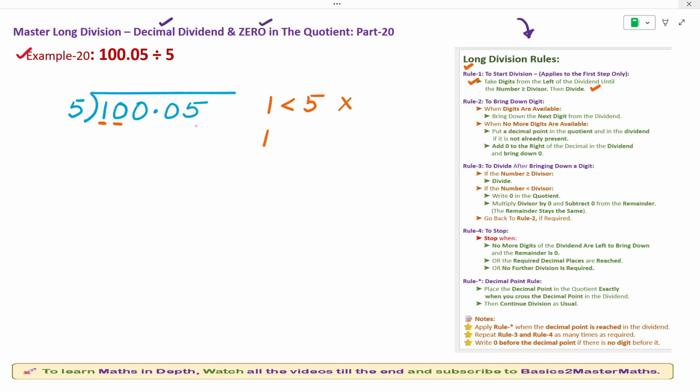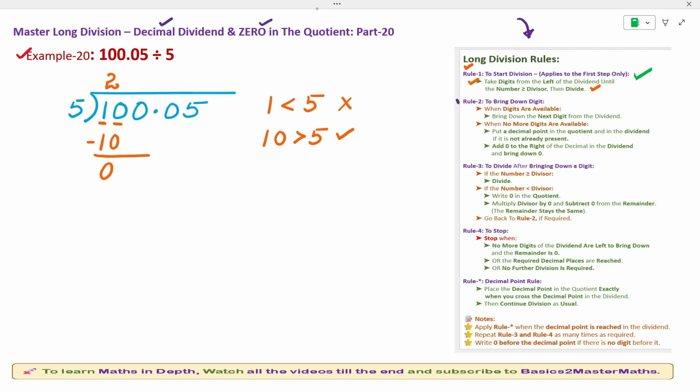Now, the number becomes 10, which is greater than the divisor 5. So, divide. 5 twos are 10. So, you will get 0 as the remainder. Now, rule 1 is complete.